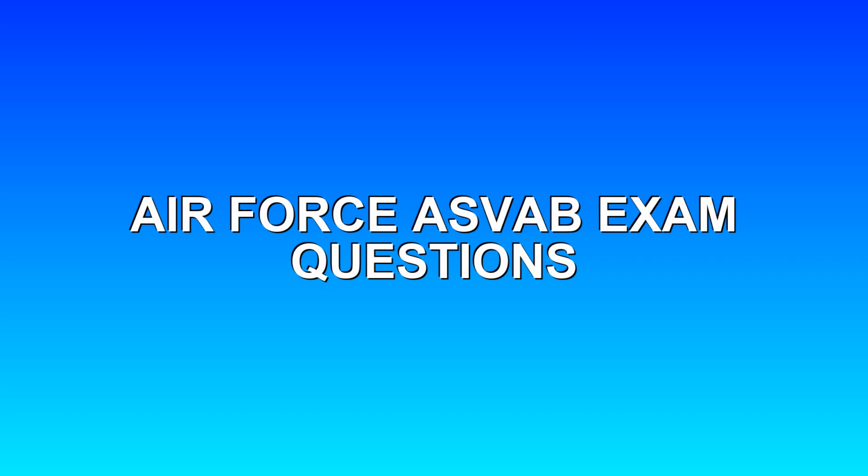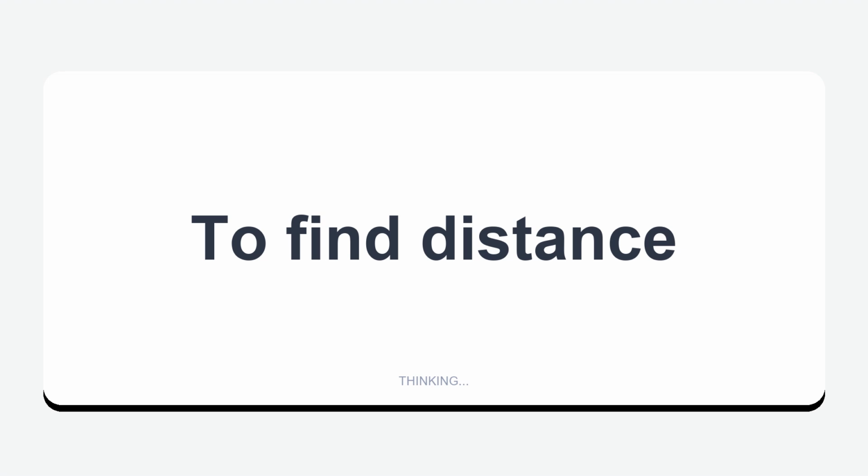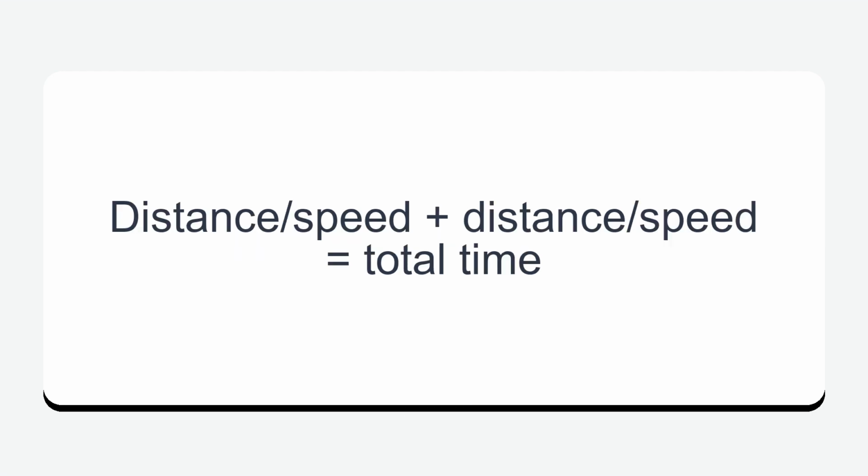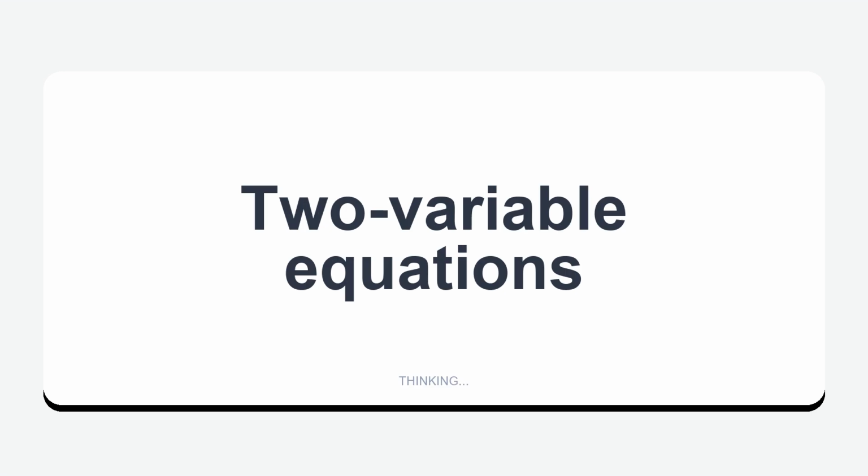Air Force ASVAB exam questions. To find distance: distance/speed plus distance/speed equals total time. Two variable equations.